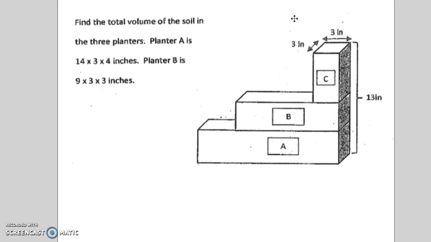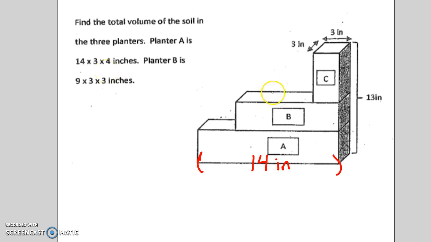Planter A is 14 by 3 by 10. Well, I'm going to guess that the 14 dimension is the length here. I think we can all agree to that. All right, and then we've got the 3 by 4. Sometimes it's hard to tell which dimension is the width and which is the height. Let's keep looking. Okay, we've got planter B here, which is 9 by 3 by 3.